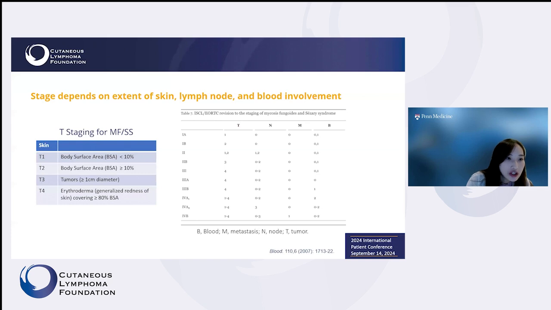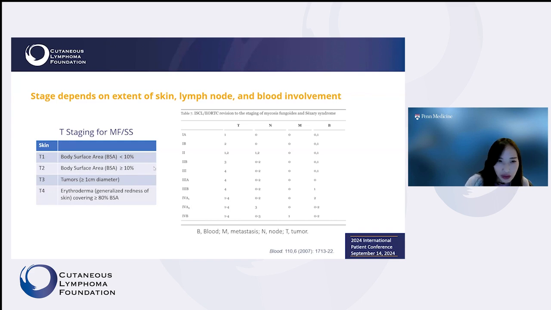So your stage depends on the extent of your skin, lymph node, and blood involvement. So this is how we staged mycosis fungoides and Sézary syndrome. T1 is when you have patches that are less than 10% of your entire body surface area. T2 is when you have greater than 10%. T3 is when you have raised tumors that are greater than a centimeter in diameter.